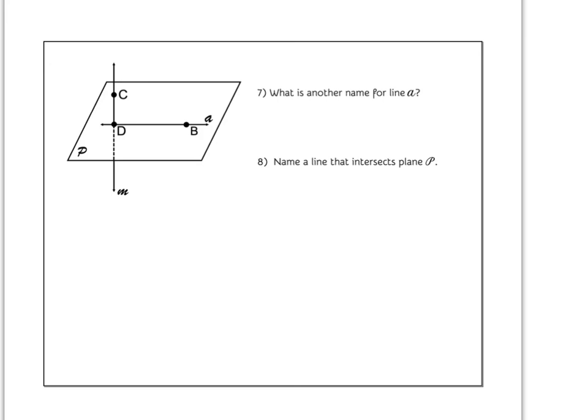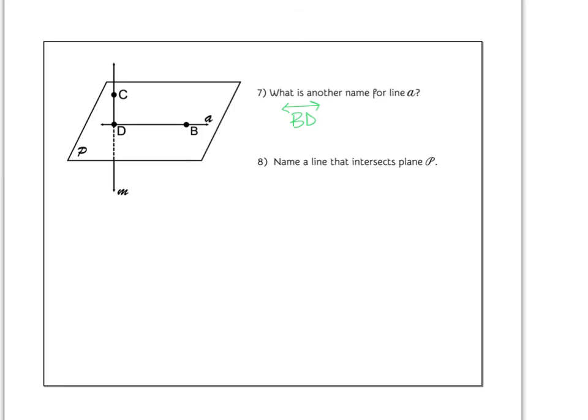So think for a minute. Number 7, what's another name for line A? If you said line BD, or if you reversed the letters and said line DB, that's great. Those are both correct.